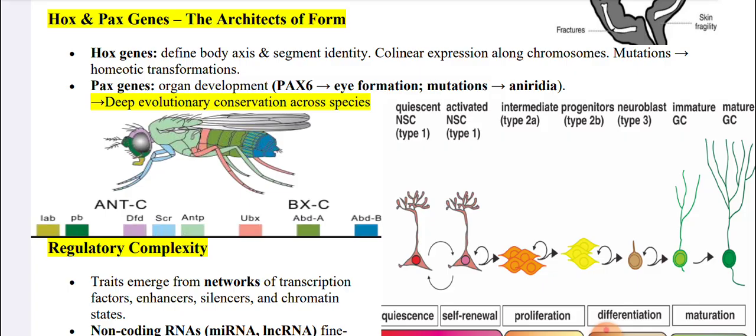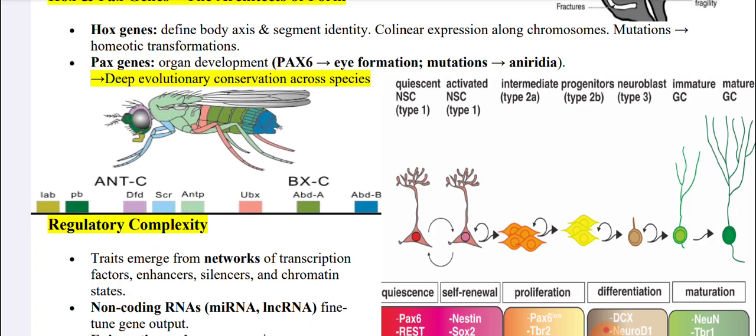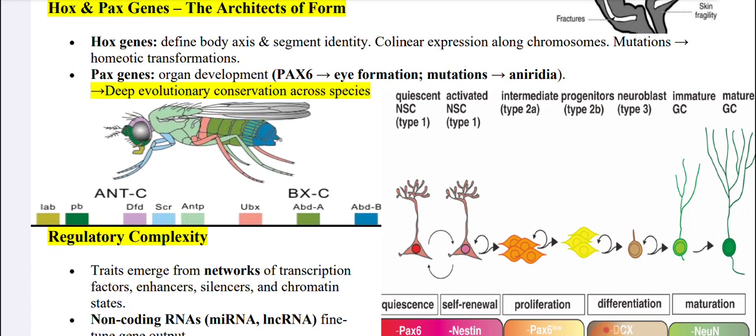Pax genes are another family of crucial developmental regulators, particularly important for the formation of specific organs and tissues. The most famous is probably PAX6, the eye gene, often called the master control gene for eye development. It's required for eye formation across an incredible range of animals, from flies to mice to humans. Mutations in human PAX6 cause conditions like aniridia, where the iris of the eye is missing or incomplete.